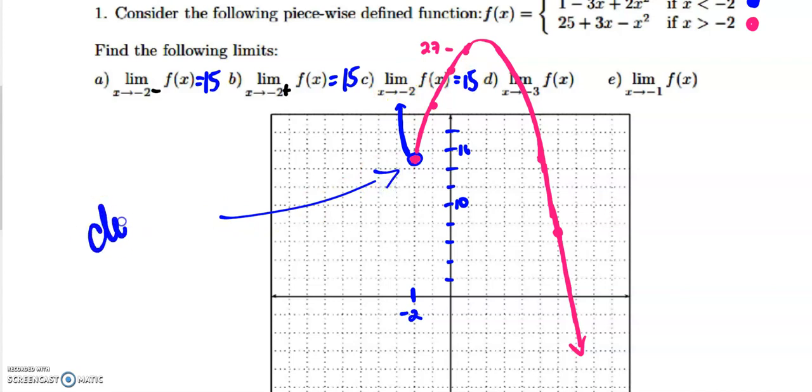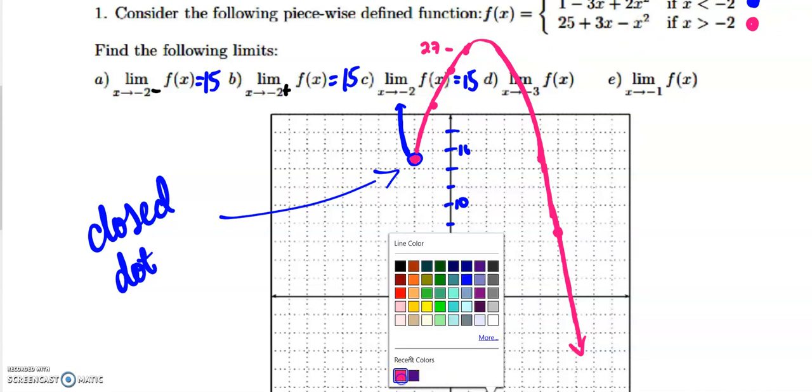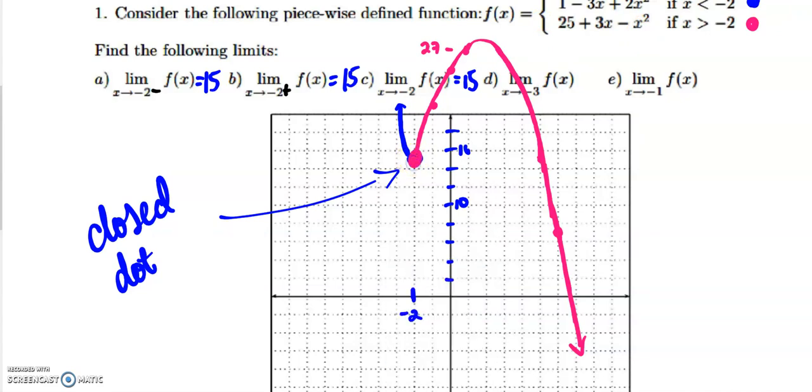And by the way, this is a closed dot because the second function has the same value of 15 and overlaps, so it ends up closing up what would have been an otherwise open point. If you have an open and a closed dot in the same place, imagine the closed dot covering up the open one and trumping that value.